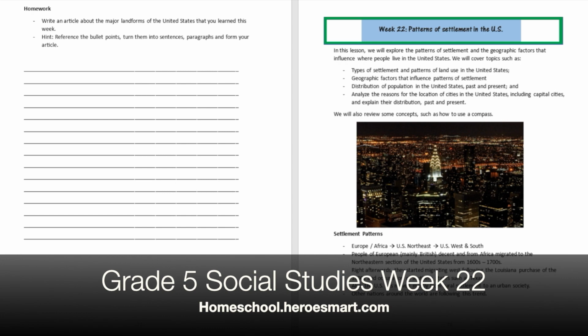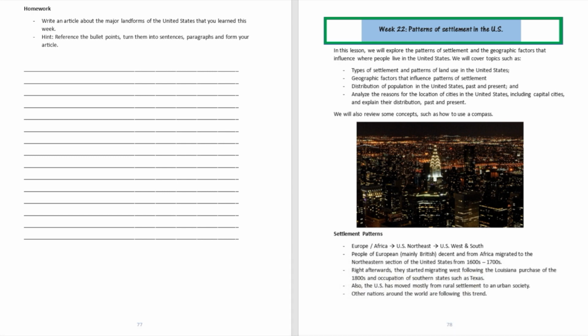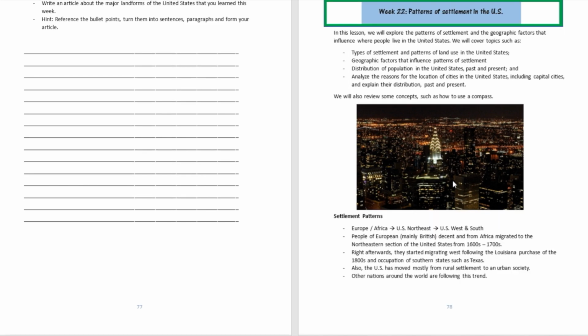Today we're going to be talking about patterns of settlement in the United States. We're going to look at this pattern from the standpoint of how people started migrating over to the United States from other parts of the world. We are also going to do a quick review of a couple of other things that we talked about before in 4th grade and in 3rd grade, for example, how to use your compass. So, types of settlements and settlement patterns in the United States.